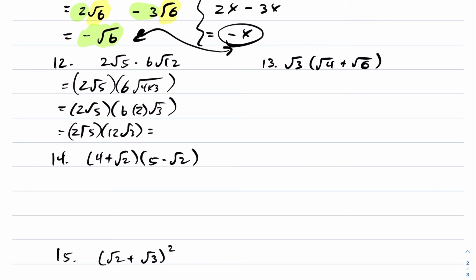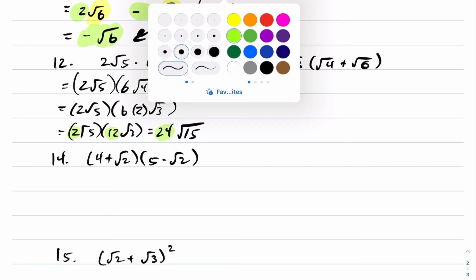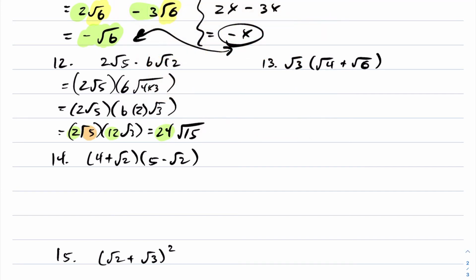When you multiply root symbols, you multiply the coefficients in front. So in this case, this would be 24. This will end up being the root of 15. And the reason for that is, again, the 2 times 12 gives you your 24. And then the root of 5 times the root of 3 is the root of 15. So your final answer here becomes 24 root 15. Okay, let's continue this on for number 13 here.